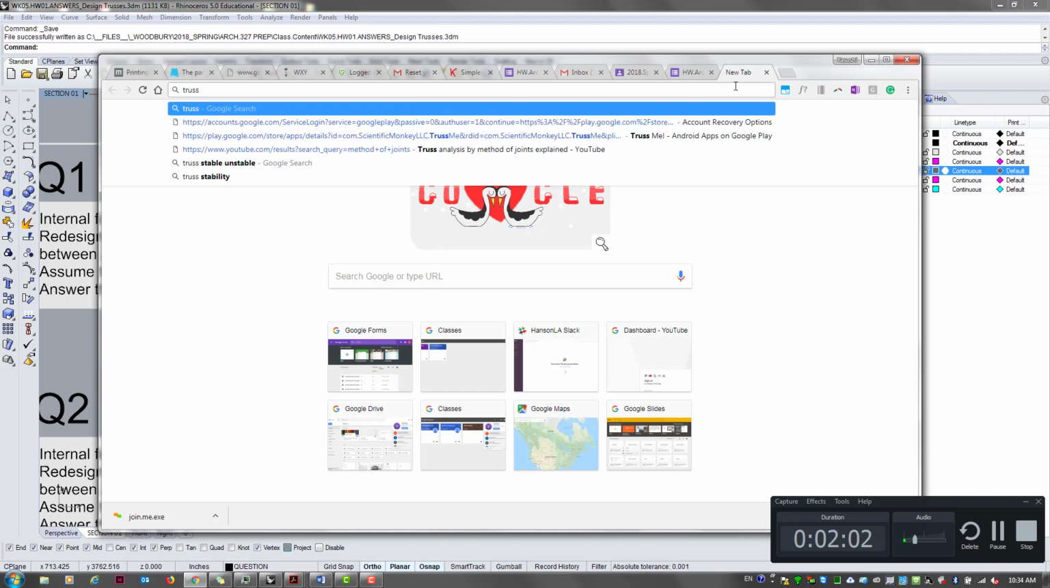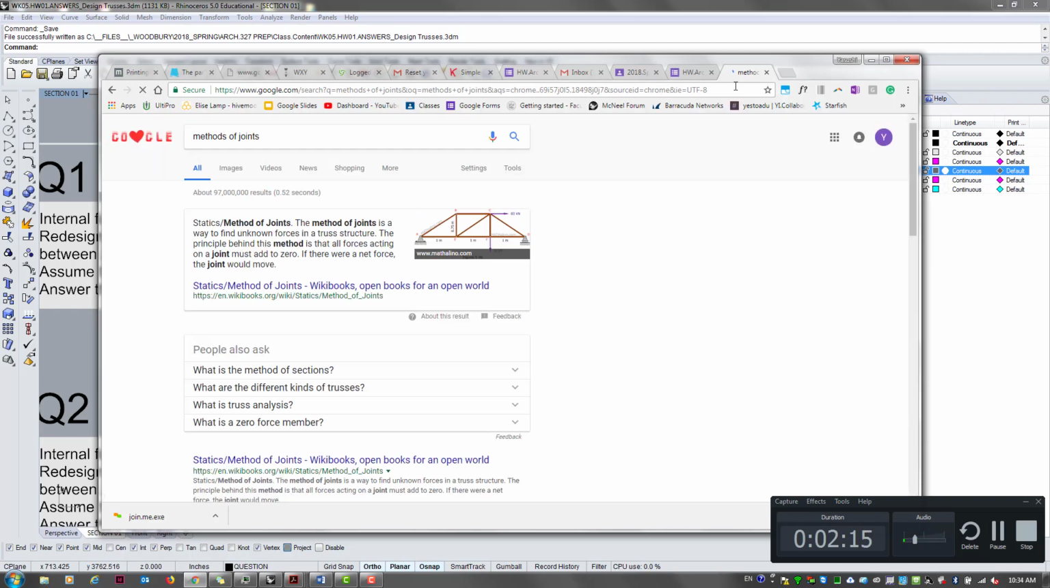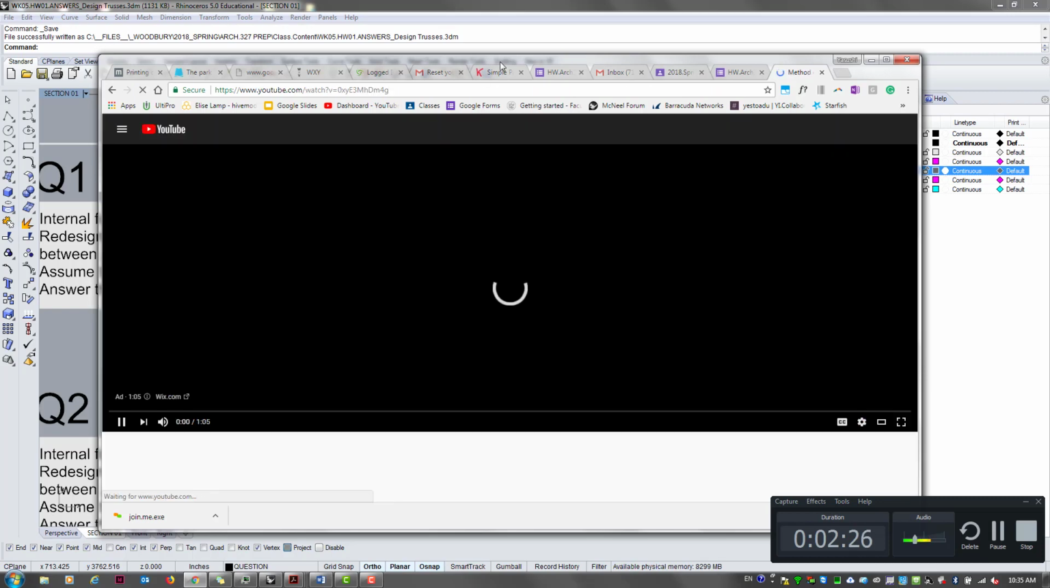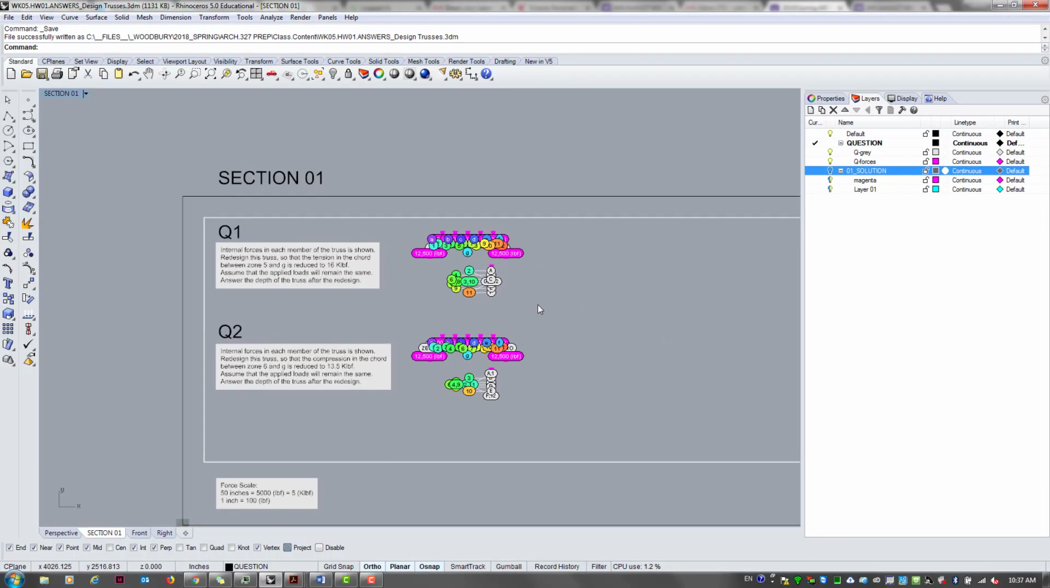I might post the link, but there are other methods. One is called method of joints. I'm not going to cover that in class, but the graphic method is something you can use to analyze the truss, and you can also use it to sort of design the truss to come up with the correct form and stuff.